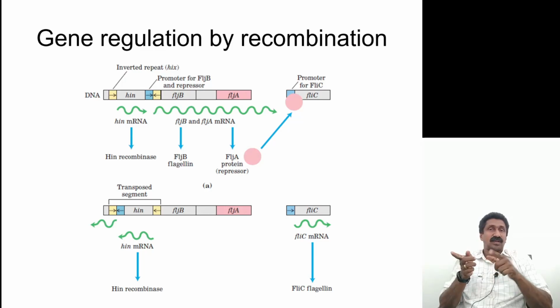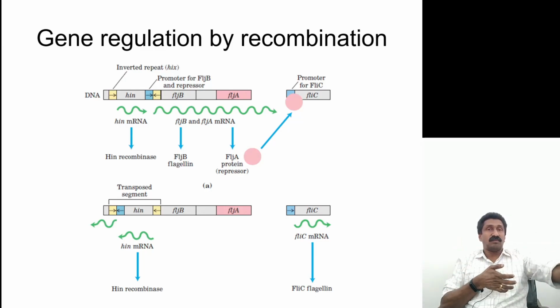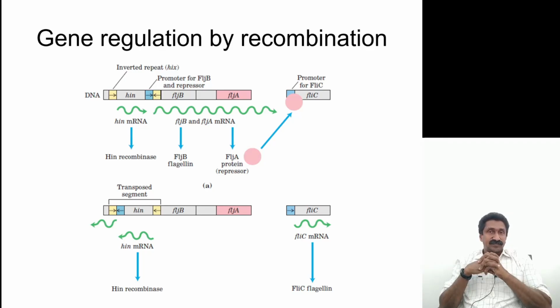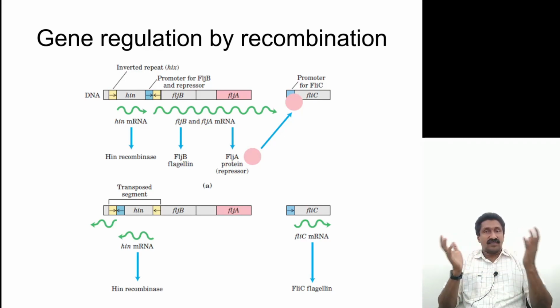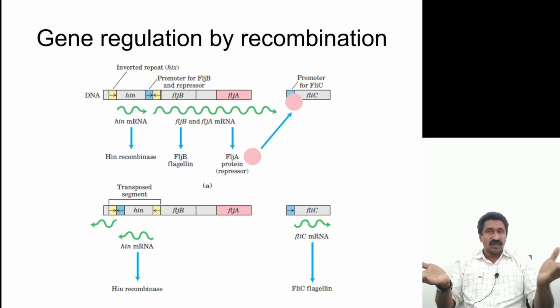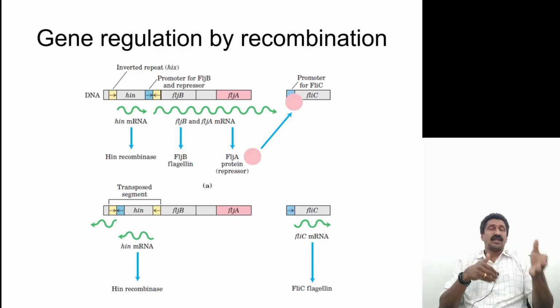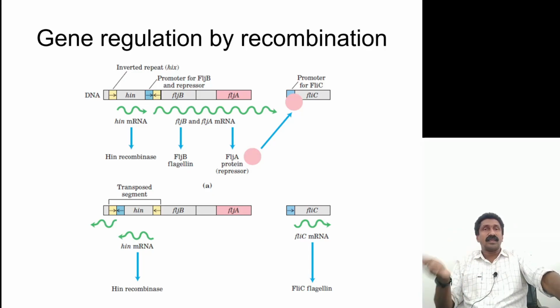If flagellin B is coded, along with that the repressor is also coded, blocking the coding of flagellin C. And if the Hin recombinase inverts the direction of the promoter, then fljB and the repressor will not be coded, fliC will be coded, and flagellin type C will be expressed. So this is how regulation by recombination occurs in prokaryotes. This is one of the examples of gene regulation by recombination.